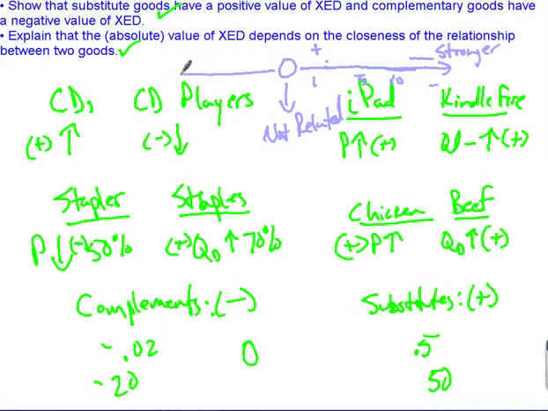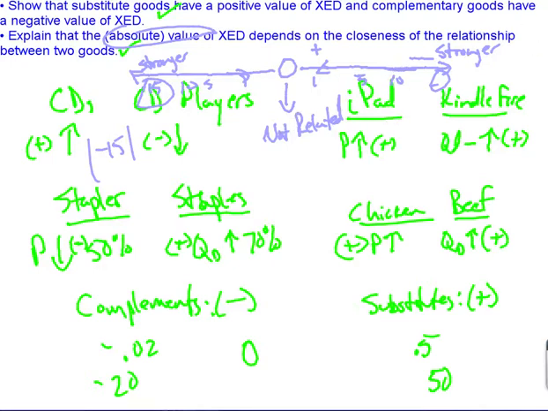All right, and as the absolute value of this number gets higher, they are more strongly complementary. Okay, so as you get closer to 0, and this is why they're saying the absolute value. So the absolute value of XED. So if it's negative 15, we'll just take the absolute value. So the bigger the number, so negative 15 here, 15 over here. If that number's big, then it's a very close relationship between the two goods. And as that number gets smaller, the relationship between those two goods starts to get a lot smaller as well.